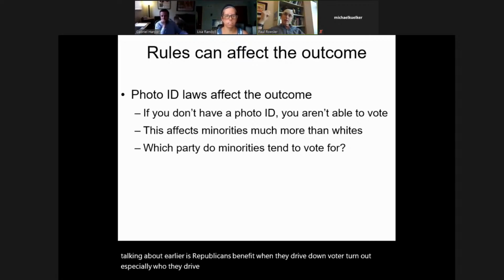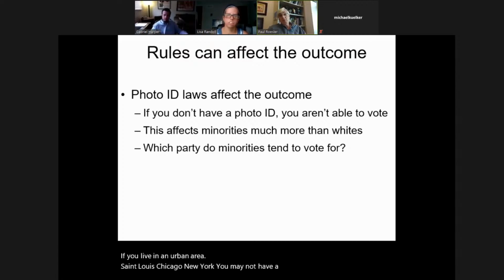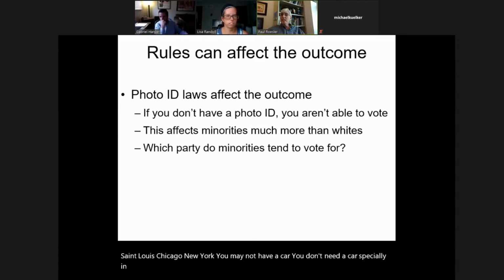So if you think about having a photo ID to be able to vote, if you live in an urban area, St. Louis, Chicago, New York, you may not have a car. You don't need a car, especially in big cities like New York. You wouldn't need a car. In fact, a car is expensive, so you wouldn't have a driver's license. So if you don't have an ID, you can't vote.